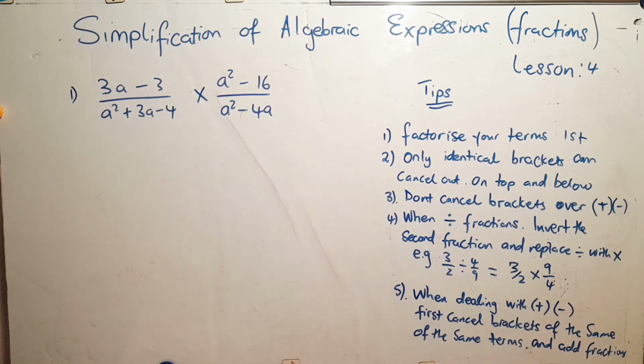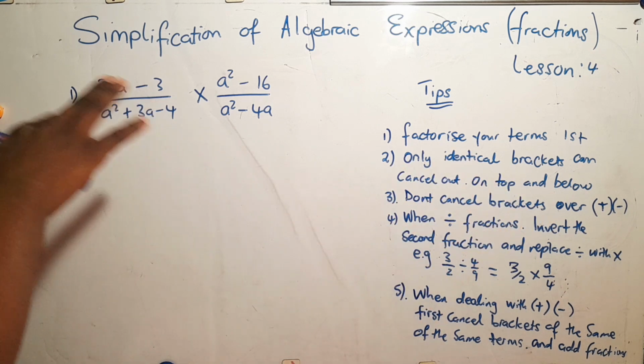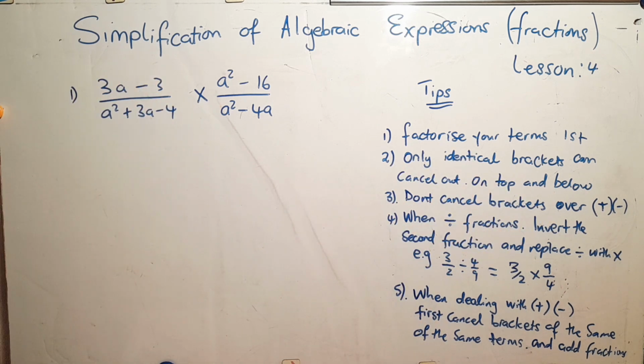So these are the tips that I've just written down for you so that they will help you to simplify the algebraic fractions. Your first tip is to first factorize your terms. We are going to be factorizing these terms in order to simplify them. Also remember that only identical brackets can cancel out. So you cancel the bracket on top and below, right? Only identical brackets can cancel out, and don't cancel over a plus or a minus.